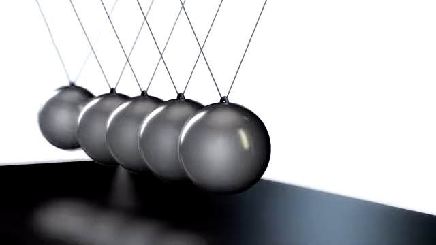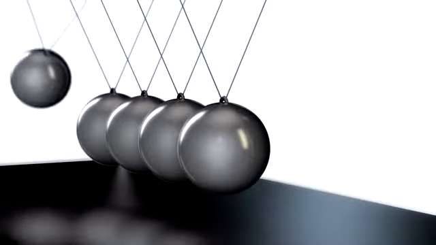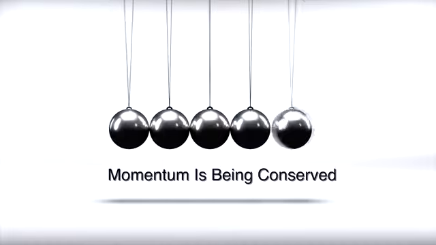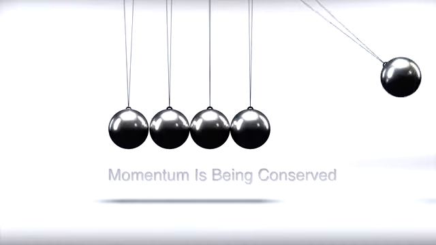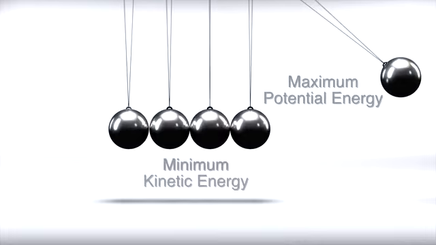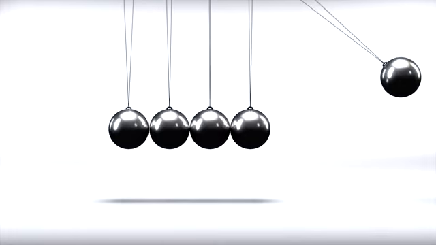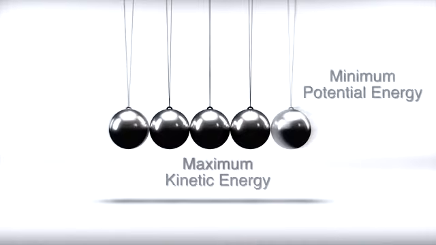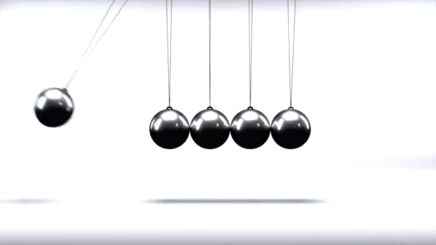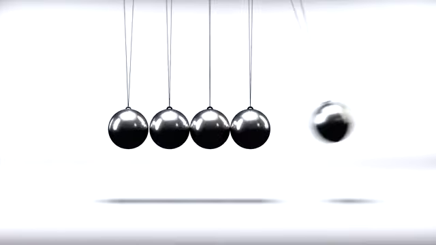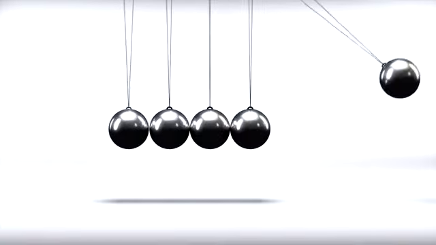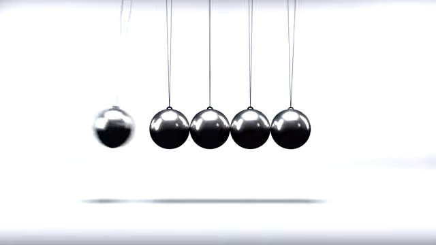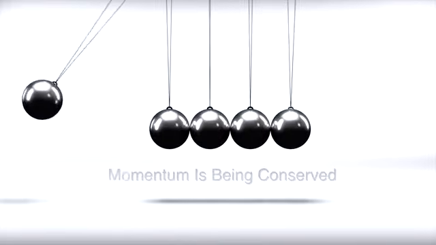As each outside ball strikes the center balls, momentum is being conserved. When the outside ball is at its peak arc, that's when it has maximum potential energy and the least amount of kinetic energy. As the ball continues downward and strikes the center balls, it is then at its maximum kinetic energy and its least potential energy. The mass of each of the balls doesn't change, and the velocity of one ball hitting another keeps the same momentum, which is being conserved.